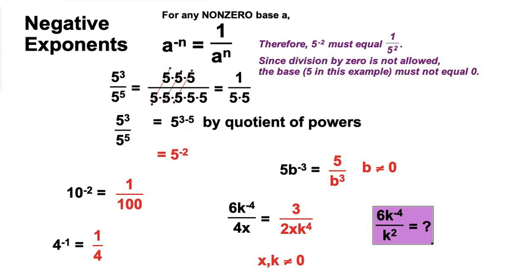How about this puppy? Well, the 6 is going to stay put. That's not being raised to a power. This k to the negative 4 power, that's 1 over k to the 4th power. And I've got k squared in the denominator. I'm just going to end up with that.